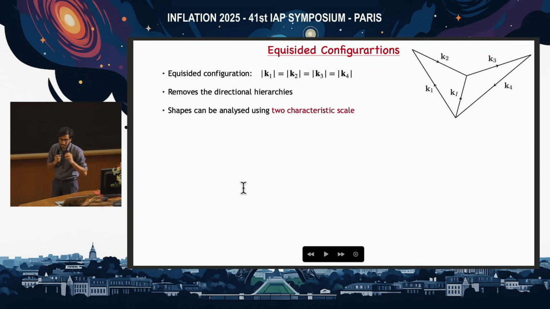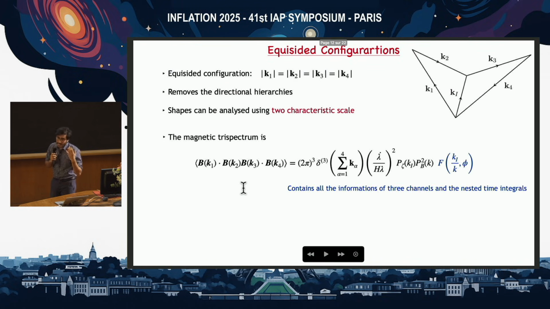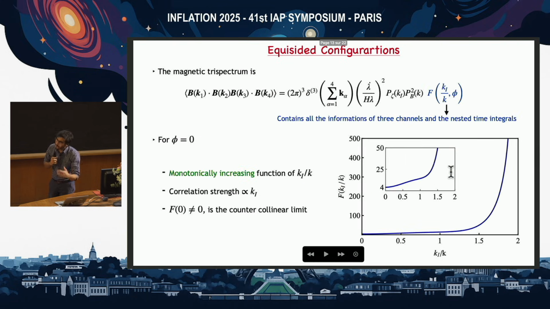First, the equisided configuration, which you can study just using two characteristic scales in the theory, and the results will be as shown, and all the important features will go into these functions called f, which you can plot for different values of phi. Specifically for phi equal to 0, we are getting a monotonically increasing function starting from a non-zero value where k_I, which is the exchange momentum, is 0, and which is maximized when the exchange momentum is 2k, which is the flattened limit. So the trispectrum signal will be maximized at the flattened limit.